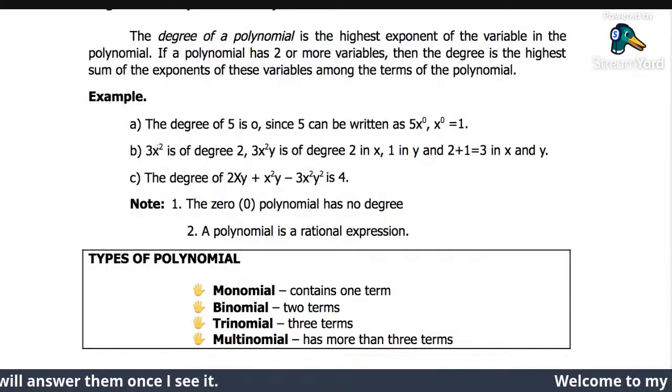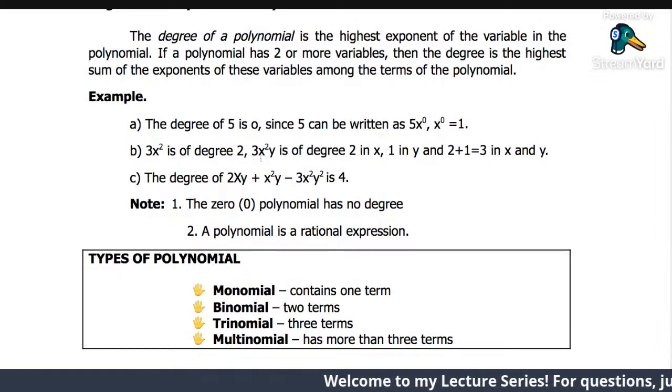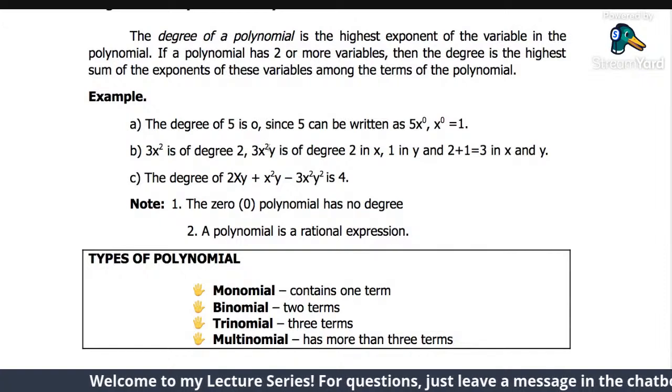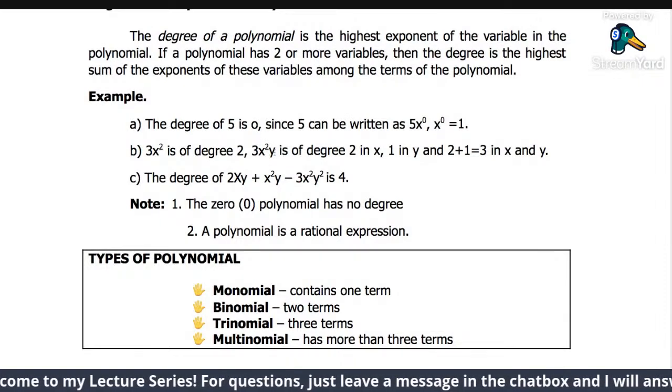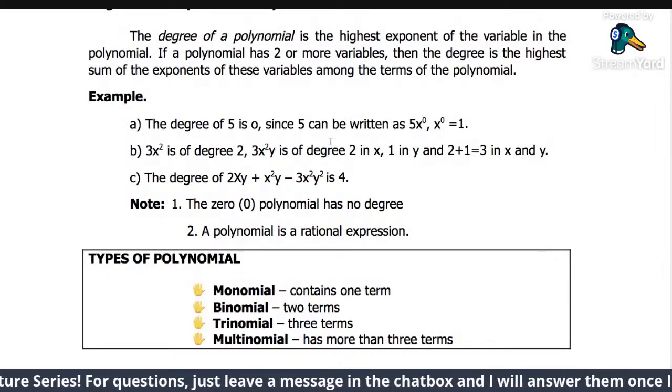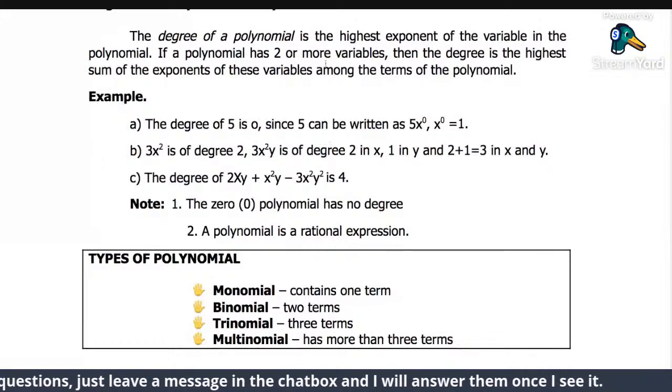This one. The degree of this polynomial is 2. Then we also have 3x squared y. The degree here is, for x is 2 and for y is 1. So you have to add them. That's according to our definition.